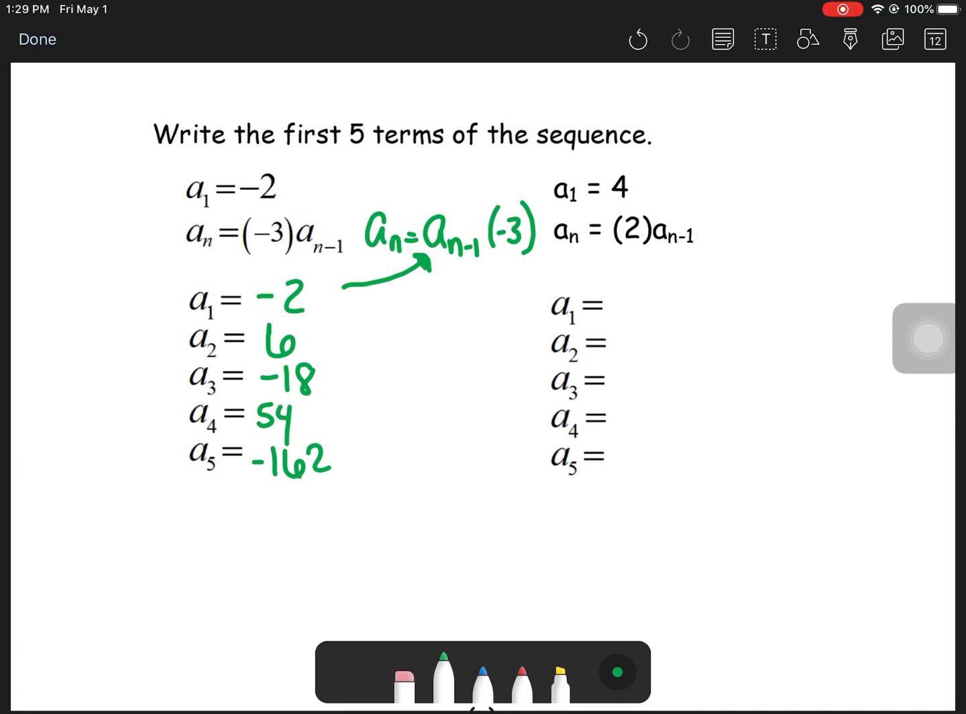So here's my first term of 4. I will multiply every single time by 2. So take the previous number 4, multiply by 2. Take the previous number 8, multiply by 2. Take the previous number 16, multiply by 2. Take the previous number 32, multiply by 2. It's what we've been doing anyway.